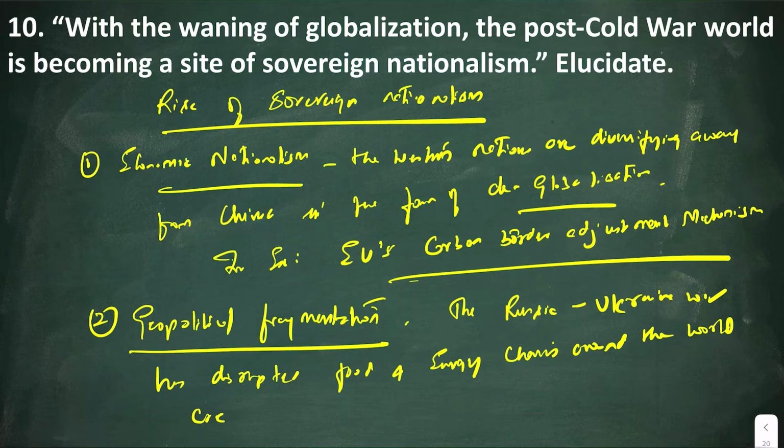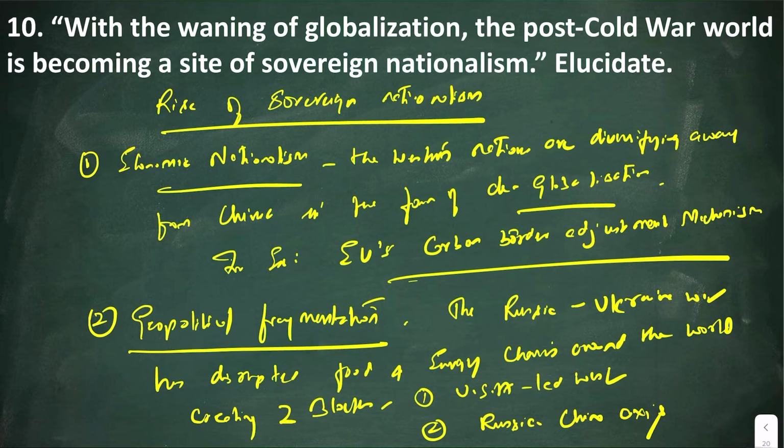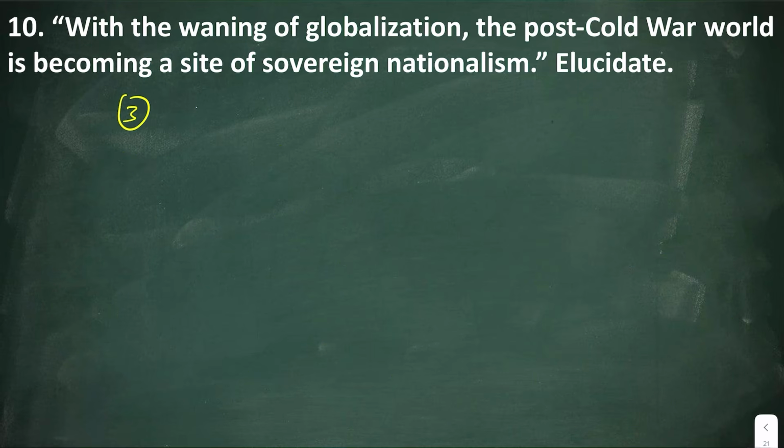Creating two blocks. One is the USA-led West, and the second is the Russia-China axis. Okay, so this is the second point. The third is very interesting. Look at this. The third is digital nationalism.